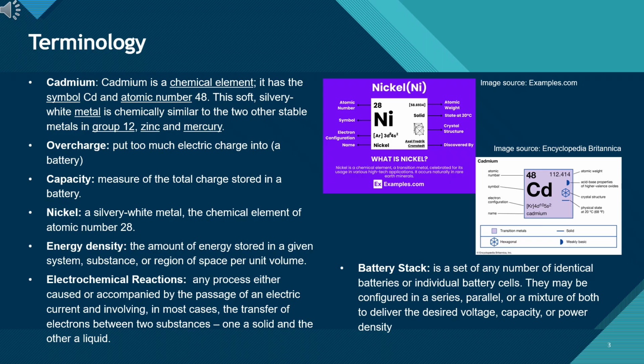The other terms on this slide, overcharge, capacity, energy density, battery stack, are also important, but don't worry if they don't stick yet. We'll see them again and again as we go deeper into battery technology. Finally, take a quick look at the images of nickel, Ni, atomic number 28, and cadmium, Cd, atomic number 48, from the periodic table. This is a reminder that battery technology is grounded in the elements themselves. Whenever you work with a battery, it's always worth asking, where do these elements sit on the periodic table? And how does their chemistry set the rules for the battery's performance?